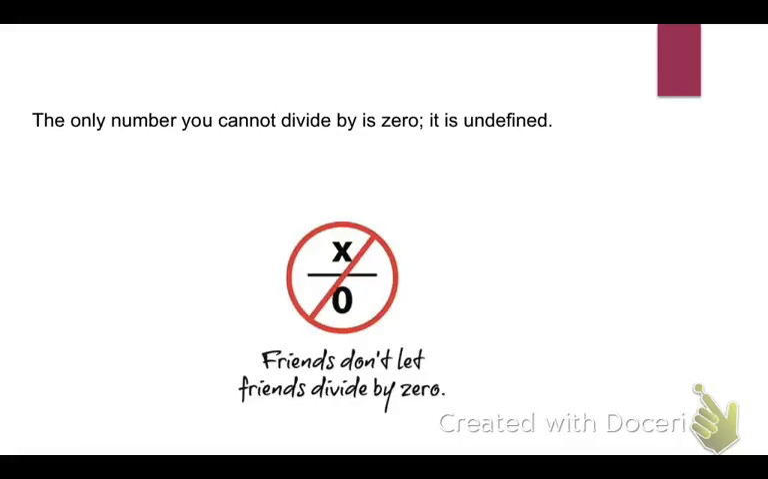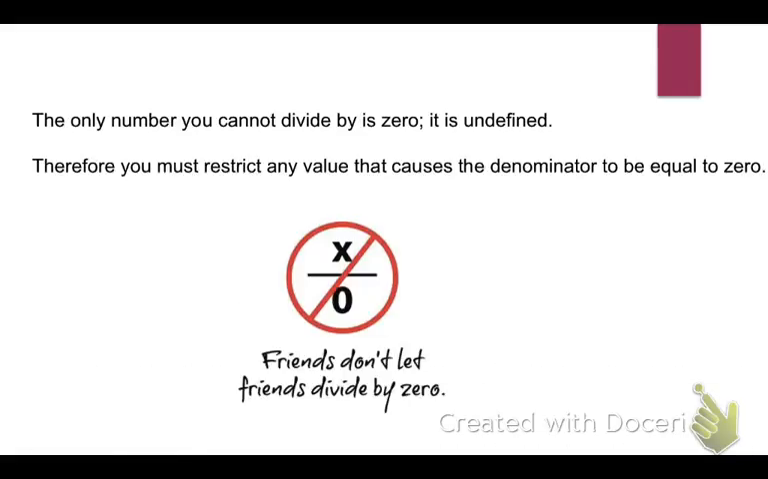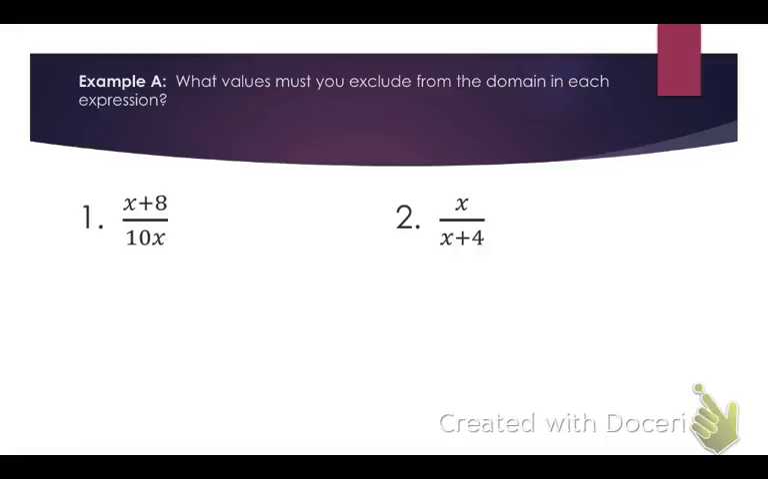There are different proofs you can consider as to why this works, but you cannot divide by zero. If you tried on your calculator, you would get an error message. Zero is okay in the numerator, but not okay in the denominator. So if this is the truth, you must restrict any value that would cause a denominator to be equal to zero. For instance, on the screen it says, what values must you exclude from the domain?